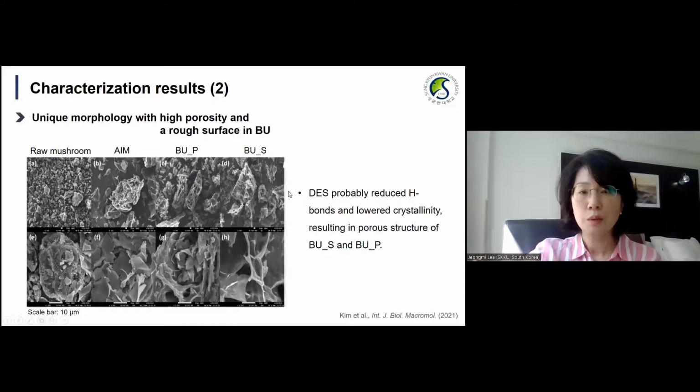What was interesting was that the morphology of these two were very different from AIM. What I mean by very different was that the structures were very porous in both cases, and the surface was quite rough compared to the smooth AIM. So from this study, we concluded that DESs probably reduce hydrogen bonding and lower crystallinity, which results in the porous structure of these two CGCs.